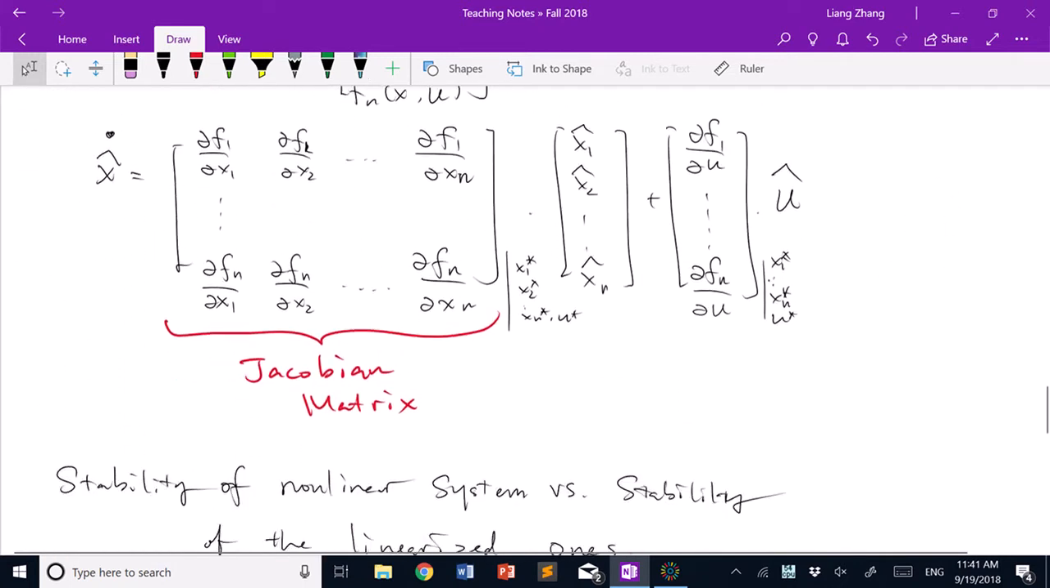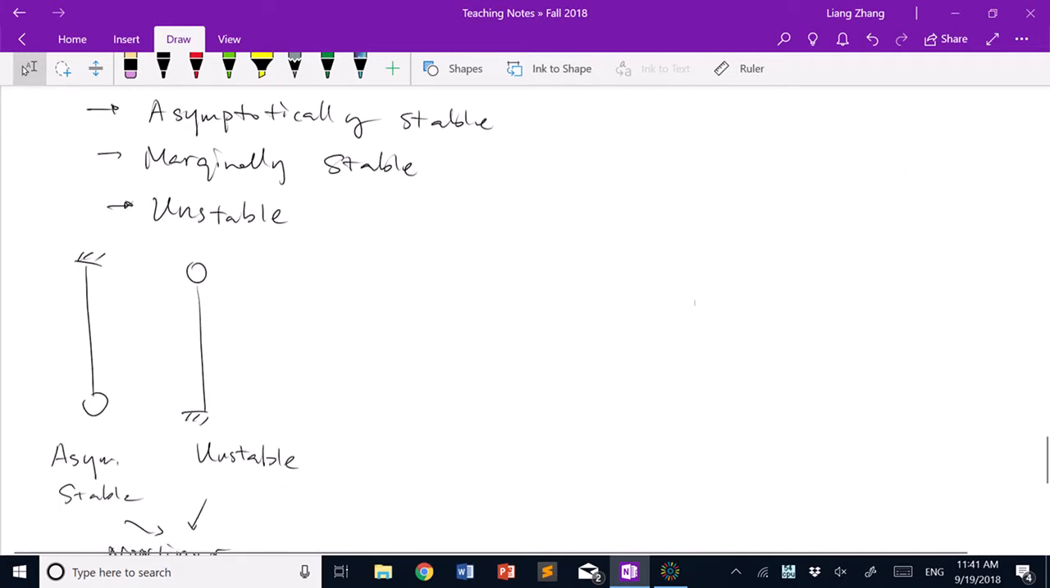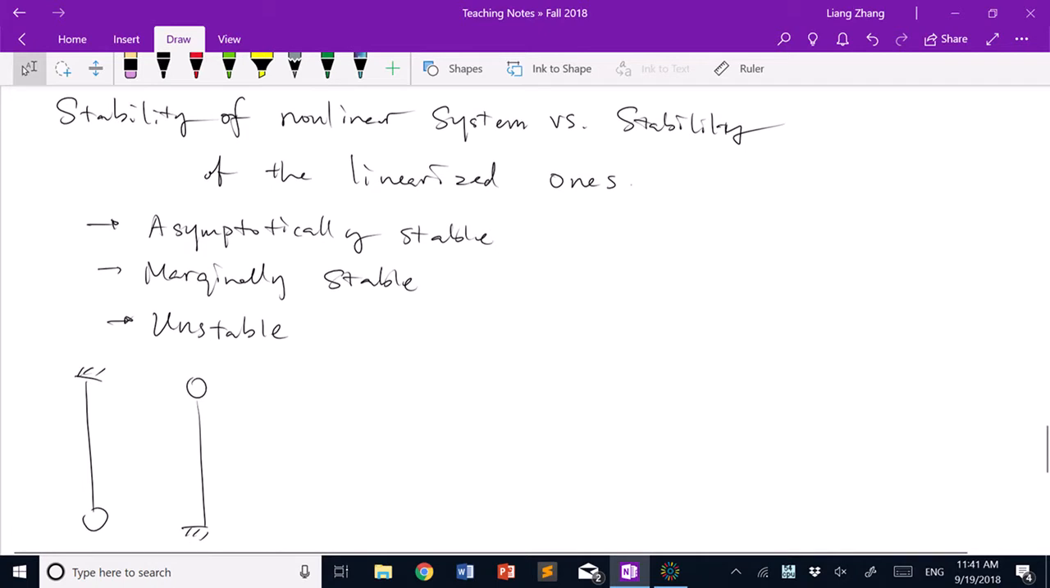Today in this part, we're going to discuss how we can determine stability of the nonlinear system by looking at the stability of the linearized ones. Just to refresh the memory, when we talk about stability of equilibrium, there are usually three types. Asymptotically stable, meaning when you move away from this equilibrium, without additional work, the system will come back to this equilibrium asymptotically, meaning in the long run it will return to this equilibrium.